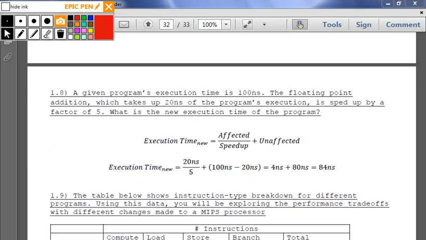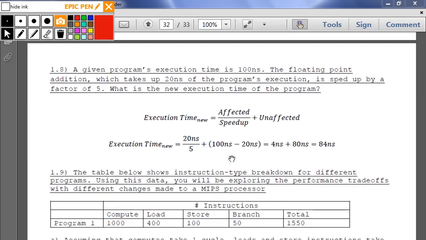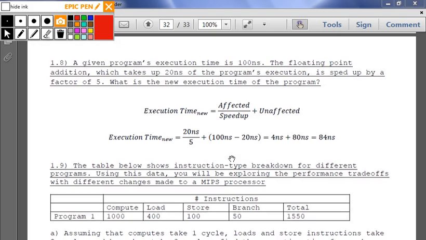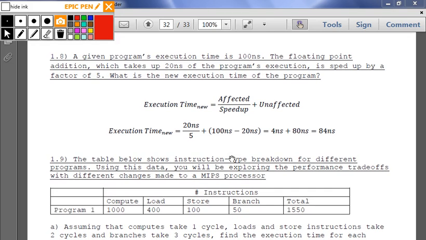Okay, so 1.8 is a simple example. A given program's execution time is 100 nanoseconds. The floating point addition, which takes 20 nanoseconds of the program execution, is sped up by a factor of 5. What is the new execution time of the program?